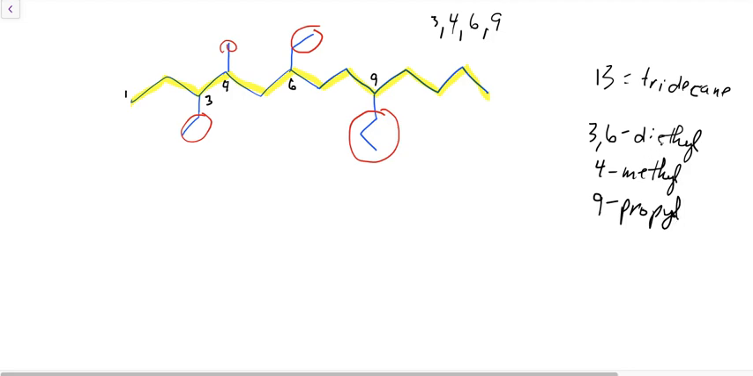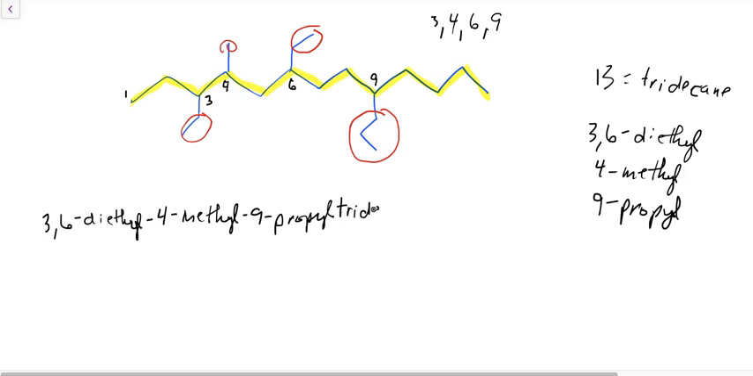So we just want to put them in alphabetical order. E comes before M comes before P. So we're going to want to put this in this particular order. That means we're going to have a 3, 6 diethyl, and then we're going to go with the 4 methyl. Then we've got the 9 propyl tridecane. There we go. And that one wasn't really that bad if you think about it.